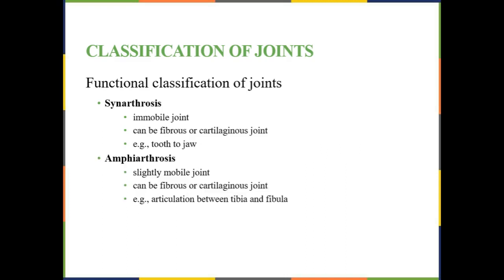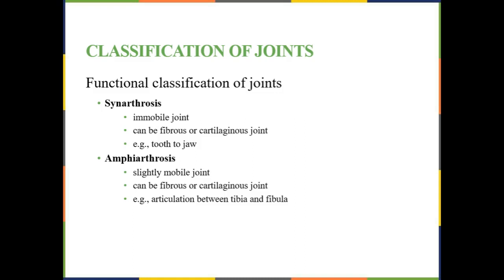Functionally, we classify joints by how they move. A synarthrosis is an immovable joint. There are two groups of joints that can be synarthroses. Fibrous joints can be synarthroses, and cartilaginous joints can be synarthroses. Synovial joints are never synarthroses. The example here is the tooth and jaw joint. That's called a gomphosis, and that is a synarthrosis. It's also a fibrous joint.